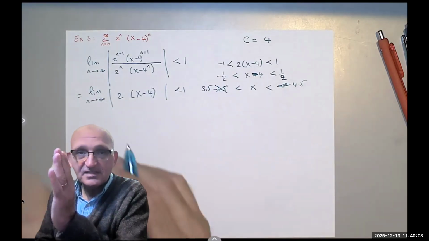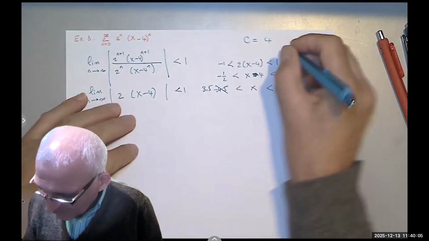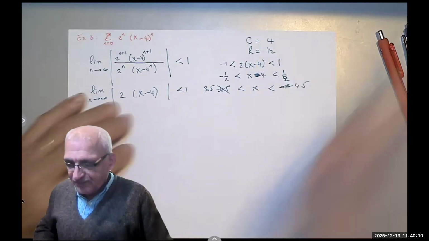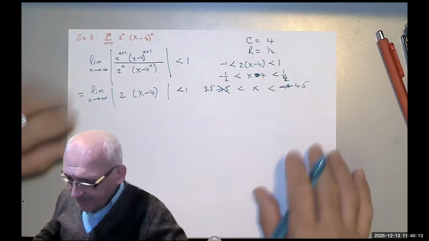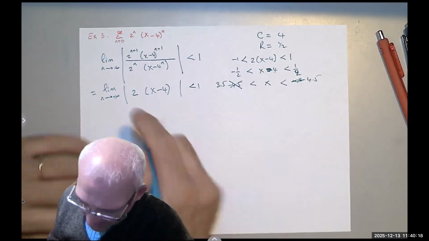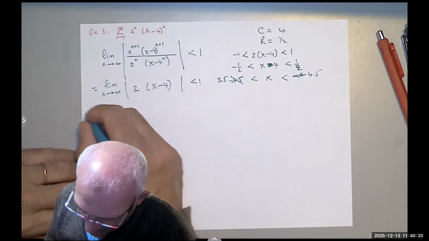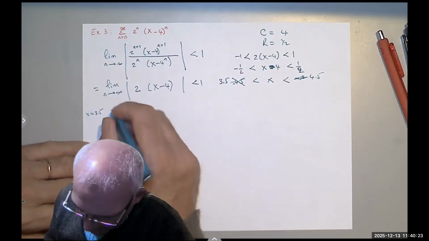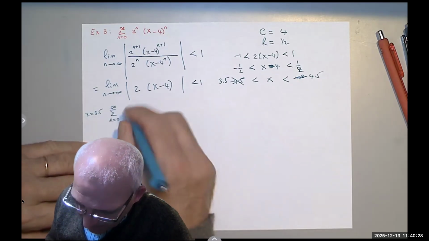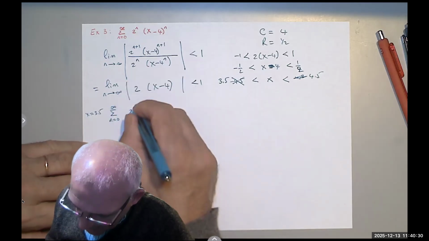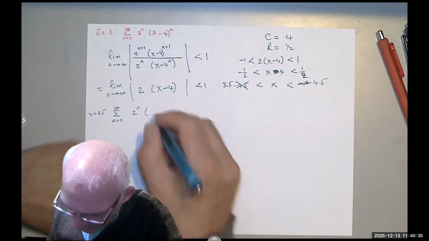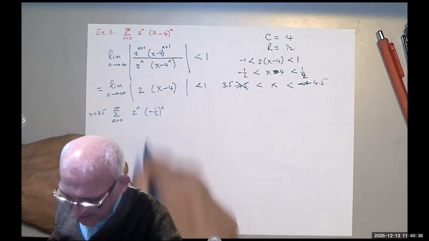I am centered at 4, but I can go to either 3.5 or 4.5. So if they ask you, the radius is 1/2 or 0.5. And the last step is to take each endpoint value and see whether it converges or diverges the series. So if I take x equals 3.5, I get the summation, n going from 0 to infinity, of 2 to the n times (3.5 minus 4), which is -1/2, so (-1/2) to the n.